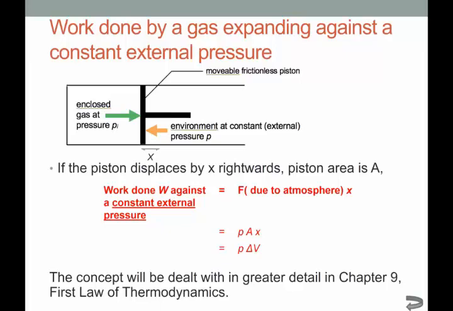Assuming the piston area is A, then the work done W against the constant external pressure is equal to the force due to the atmosphere multiplied by x, the displacement. Force is given by the external pressure multiplied by the area. A times x is equal to the change in the volume. So the final work done against the constant external pressure is equal to pressure times delta V, the change in the volume. This concept will be dealt with in greater detail in chapter 9, the first law of thermodynamics.